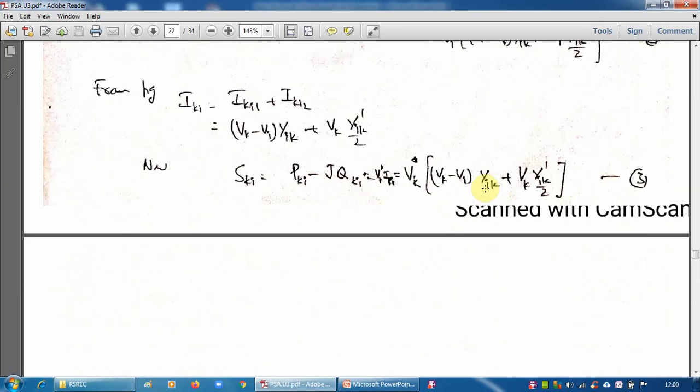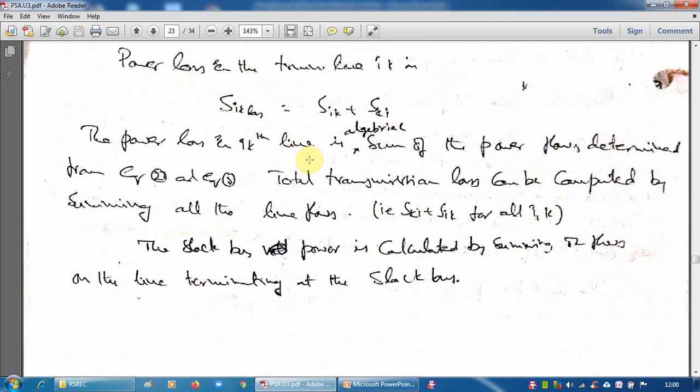Here we know all the bus voltages, and we also know the bus admittance elements. We will calculate these admittances at the first step itself. So all are known, and we can calculate the powers from bus I and bus K into the line. Now the power loss in this line IK is nothing but the algebraic sum of this side power and this side power, that is, power from bus I and power from bus K. Algebraically, if we add, we can get the loss in the line.